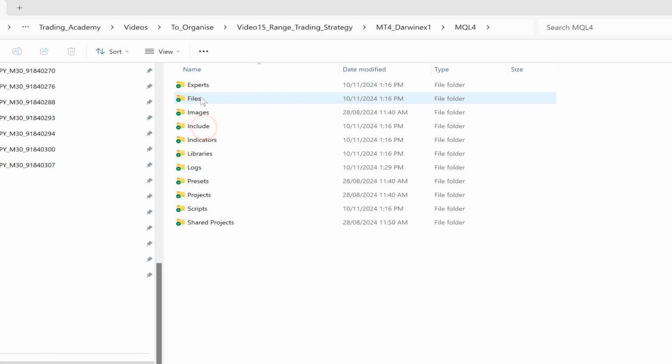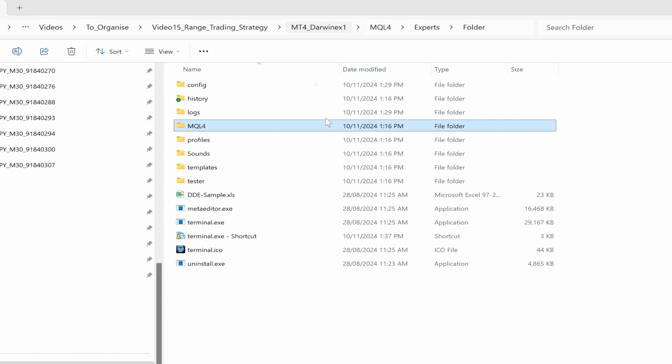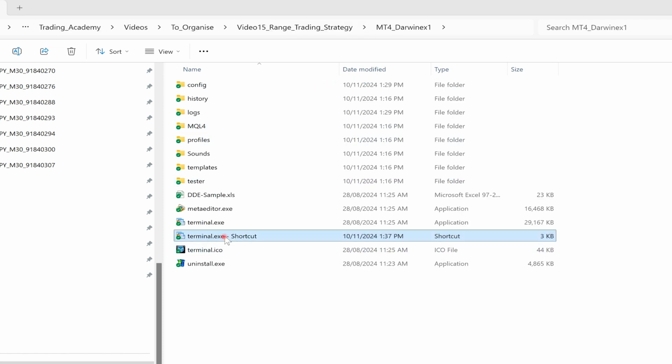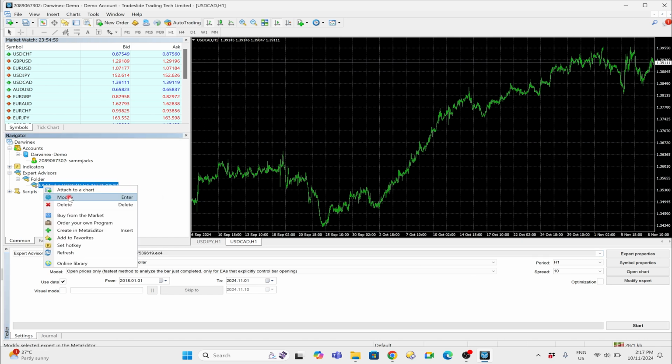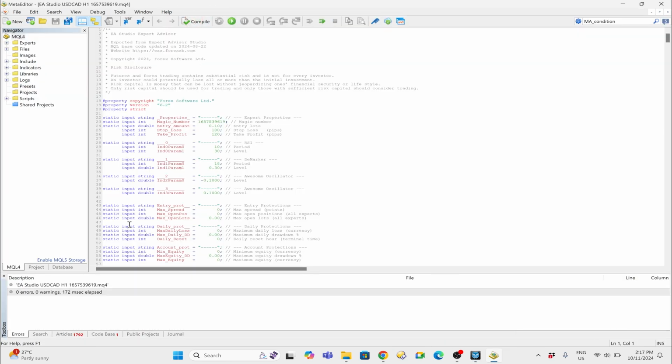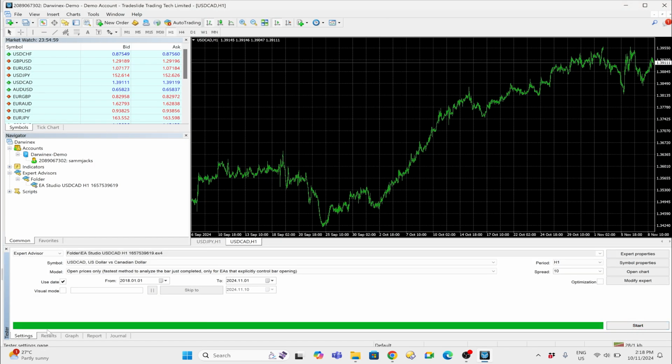So if I go into the MQL4 experts, all we need to do is place that Expert Advisor in there. And now if we open up the MetaTrader, we can see we've got this Expert Advisor. We'll compile it manually. So that's it. It has now compiled, so now we can backtest it.